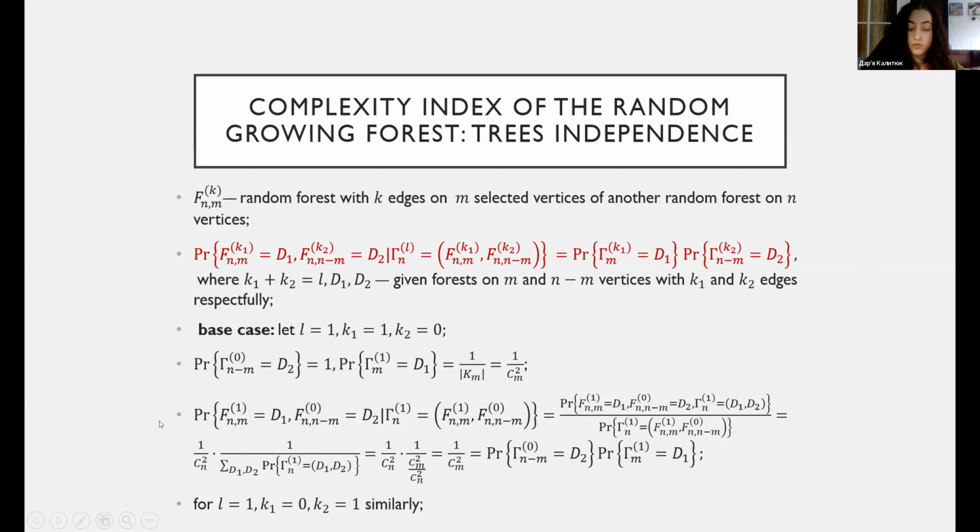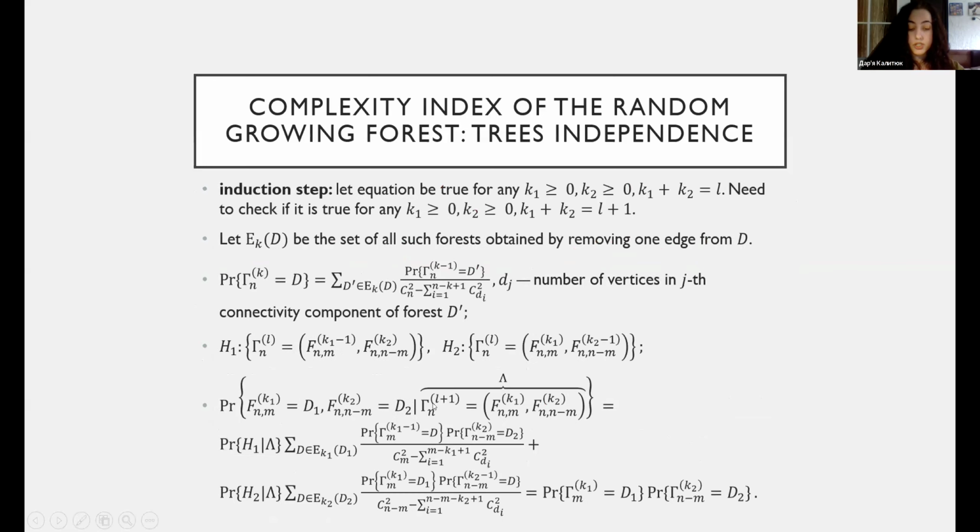For the left part of the equation, we can write out the conditional probability, and following the same considerations, find out that this equality really holds for the given condition. Let's switch to the induction step.